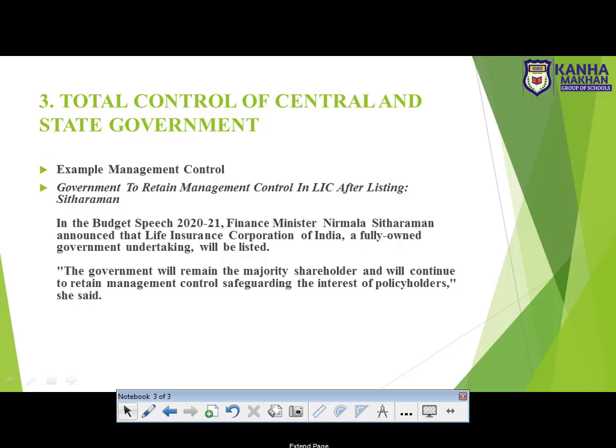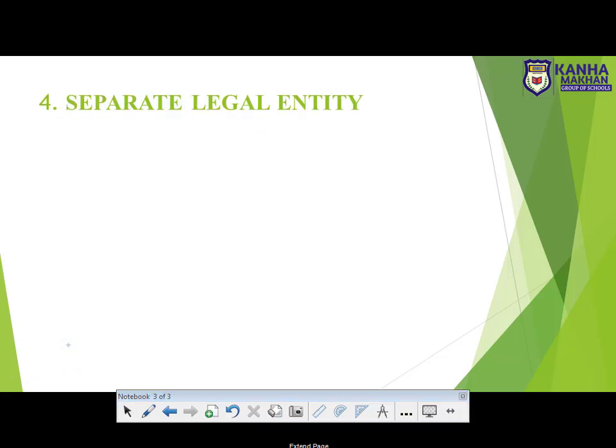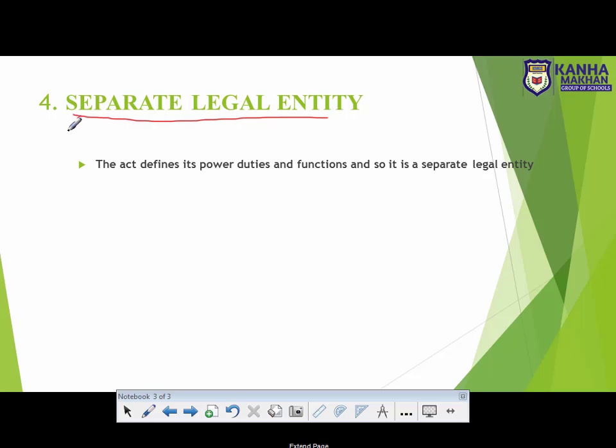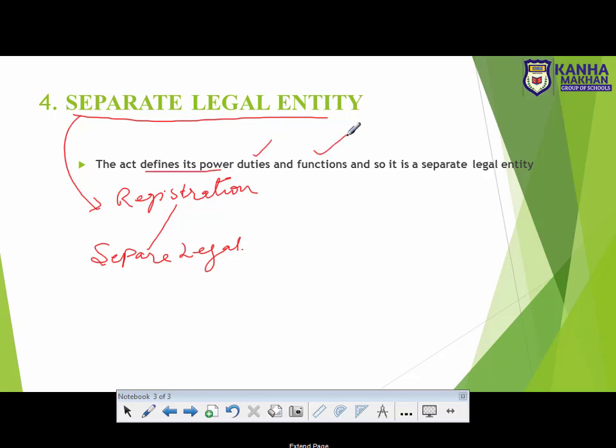Moving further, now we'll discuss the separate legal entity. It is very simple. This public corporation has a separate legal entity. Why? Because first of all, registration is compulsory, and as soon as the registration is done, one more feature is added, that is, separate legal entity. So here the public corporation is considered a separate legal entity, and in the particular act, everything, its powers, its duties, its functions, is described.